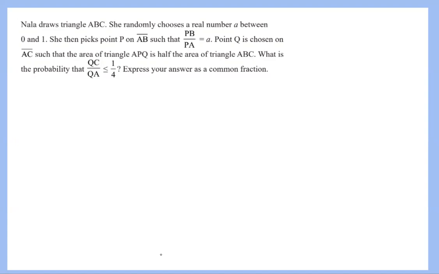It says Nala draws a triangle ABC and randomly chooses a real number A between 0 and 1. And then she picks a point P on the side AB such that the ratio of PB to PA is A. And point Q is also chosen on AC such that the area of the triangle APQ is half of the area of the triangle ABC. So what is the probability that QC divided by QA is less than or equal to 1/4?